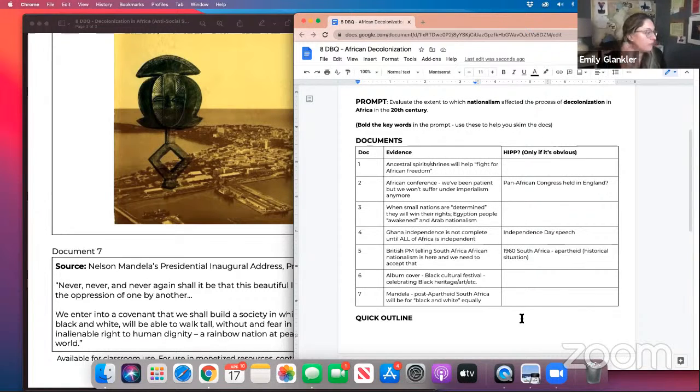So again, I'm trying to evaluate how or did nationalism affect decolonization in Africa. Evaluate the extent to which means put it on a spectrum. It means you have a spectrum. Over here is completely, nationalism affected decolonization in Africa 100% of the time. On the other end, you could evaluate and say, not at all. Nationalism had nothing to do with African decolonization. Both of those are probably wrong. You're probably going to be somewhere in the middle. So when they say evaluate the extent to which, they're just saying put it on a spectrum. Yes, no, kind of. Those are your 3 possible answers, always, right?